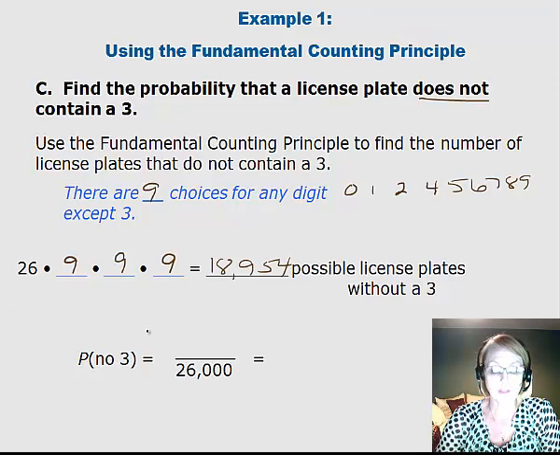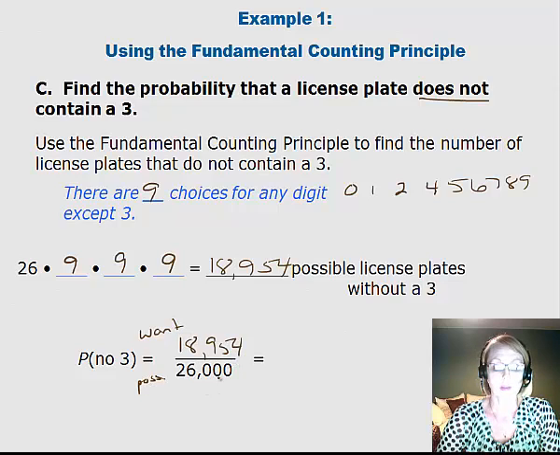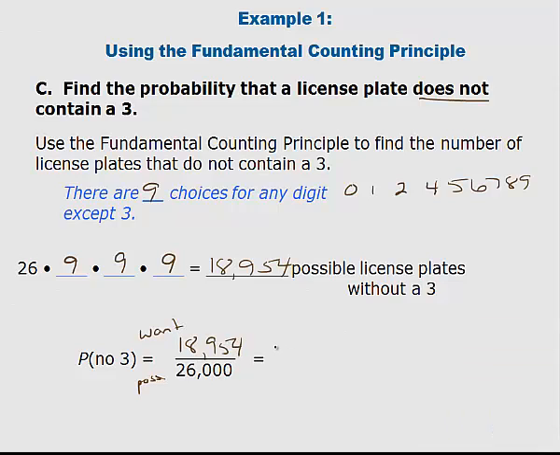So the probability of not having a 3 is what you want, or what's possible. Well, what we want is 18,954 options out of the 26,000 possible. Divide that out, 729 thousandths, which equals 72.9% chance of not having a 3.